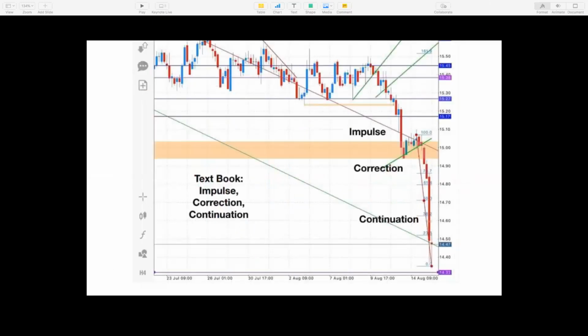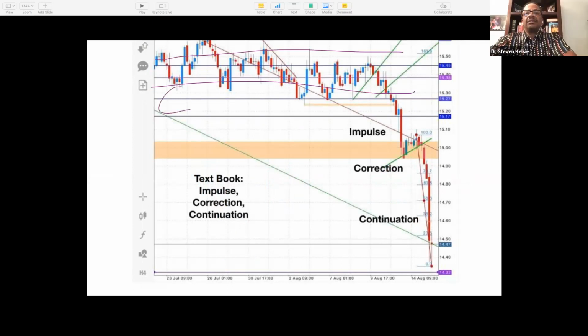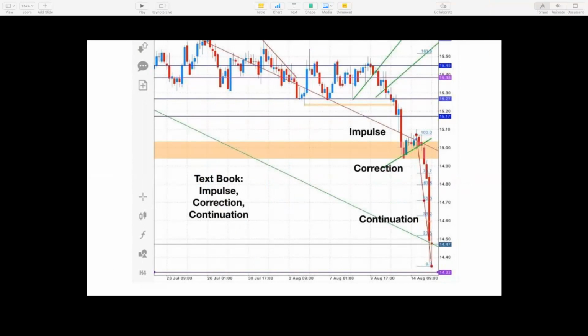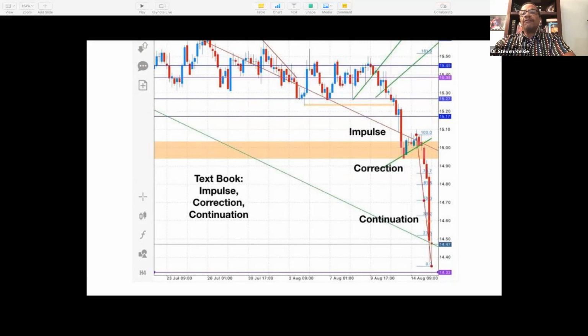Same thing. What is this up here? What is all that? Looks like consolidation. That's consolidation. Would you suggest people get in during consolidation? No. Unless they know what they're doing. Not if you don't know what you're doing.